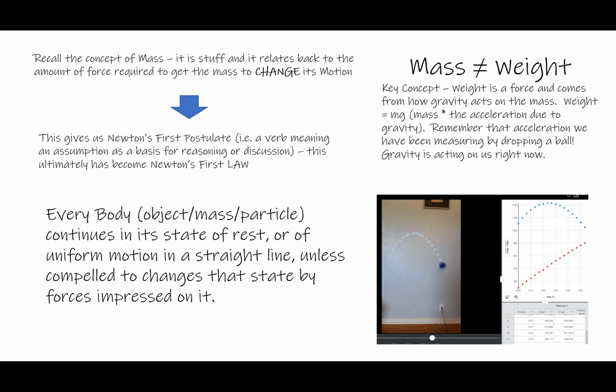So I have a different weight if I go to the moon, if I'm sitting on Saturn, or if I'm sitting on Mercury. I'm going to have a different weight relative to that mass. And we know that, and we've seen it, and we've played with it before. So weight is going to be my mass times the acceleration due to gravity. And we're going to cover that in a little bit.